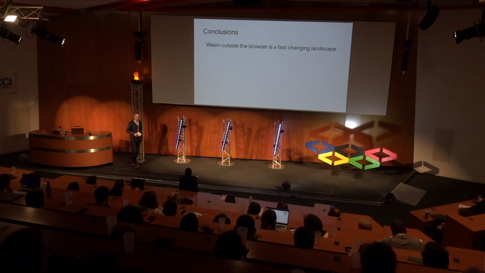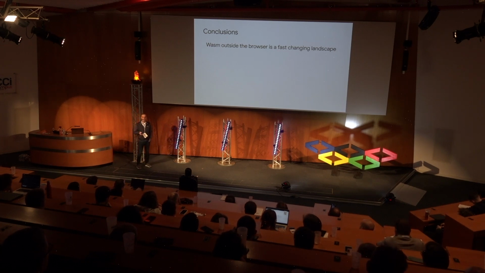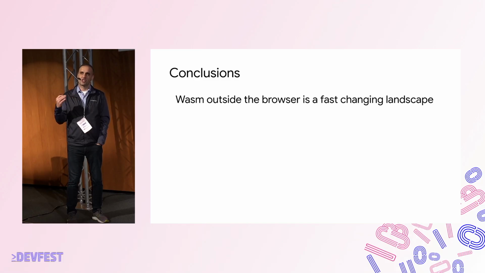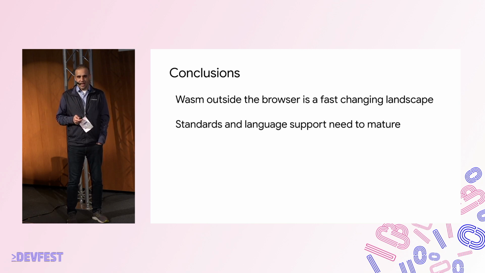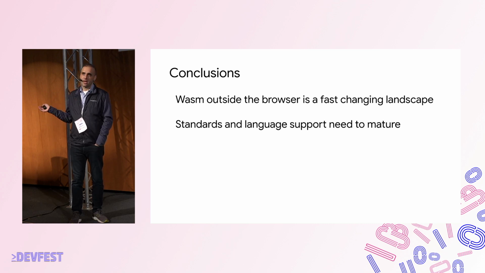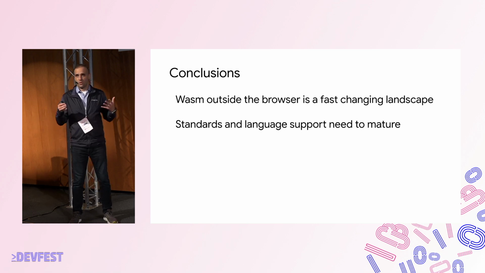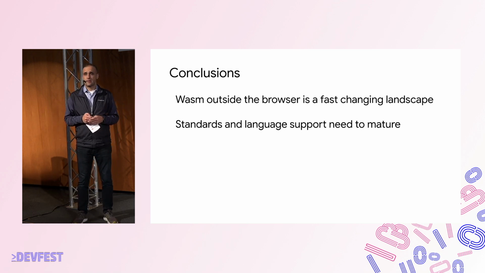All right, so let me finish with some conclusions. WASM outside the browser, as you see, it's a fast-changing landscape. And I need to basically every month or so go and check my references and make sure what I'm saying is true. Sometimes it ends up being not true because things change so fast. The standards and language support, they need to mature. WASI needs to get out of preview, and it needs to support the basic things that we're looking for. The language support that I showed you needs to mature so that all the languages have this base level of support, and it should be clear to people what you can do with that language on WebAssembly. Right now, it's not clear at all.